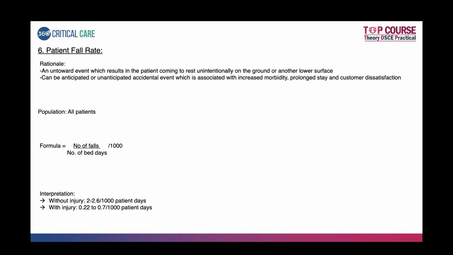Here again the population includes all patients in the ICU, and the formula is the number of falls divided by the number of bed days. The number of bed days is the one mentioned previously. You take the midnight census, calculate the number of beds that have been occupied, then take it for the full month and average it. That would give you the denominator. The interpretation would be: without injury, it is about 2 to 2.6 per 1,000 patient days, and with injury, it is 0.22 to 0.7 per 1,000 patient days.